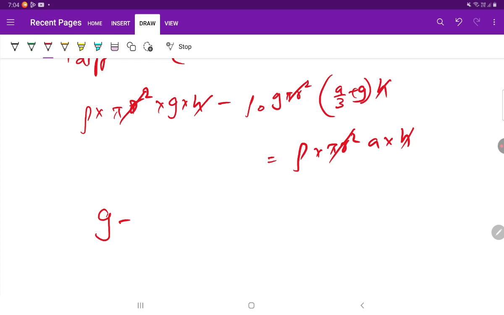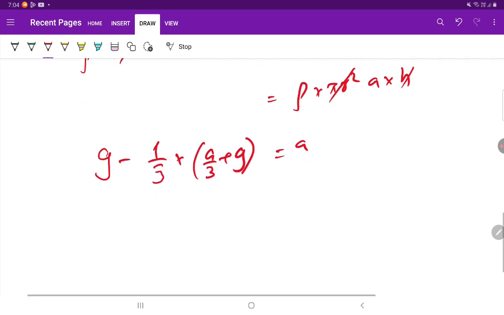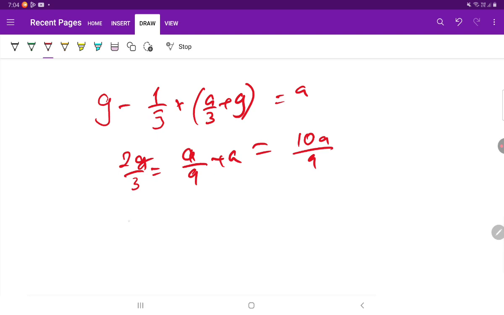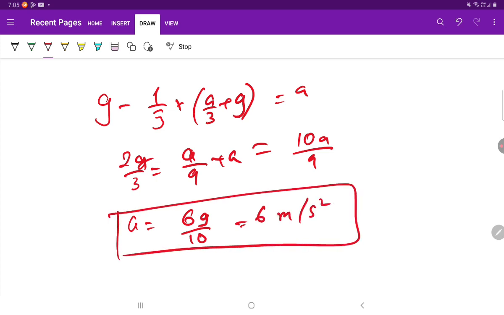What is rho naught by rho? It will be 1 by third into (A by third plus G) is equal to A. So basically you will get 2G by third is equal to A by 9 plus A, which is equal to 10A by 9. Hence you will get acceleration to be 6G by 10, which will come out to be 6 meter per second square. And that's the answer.